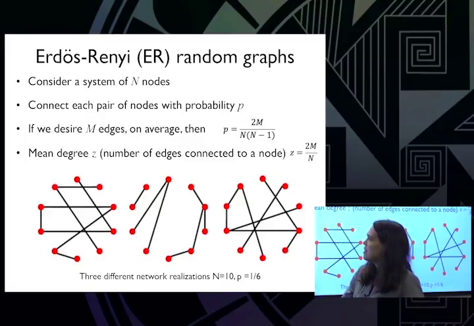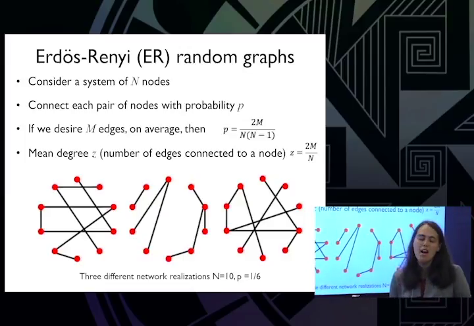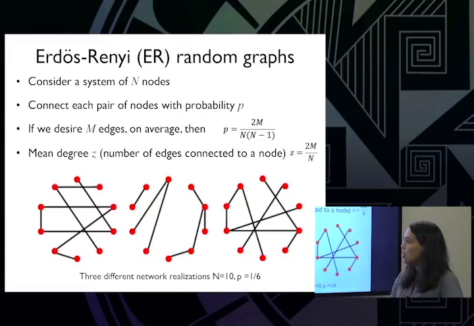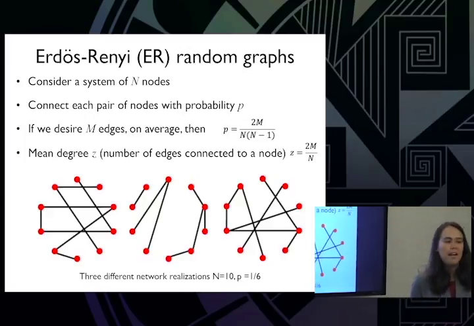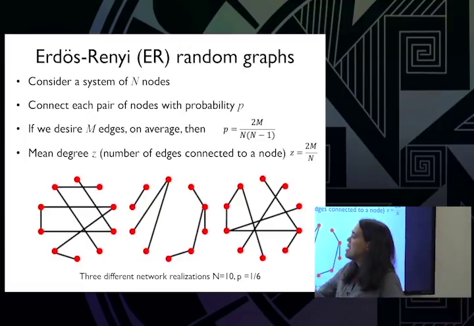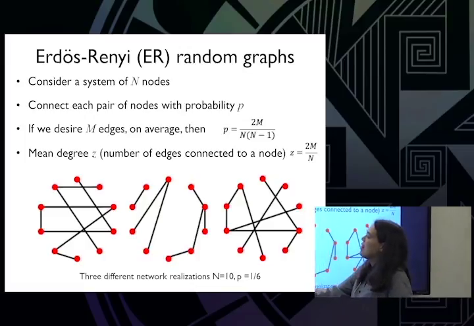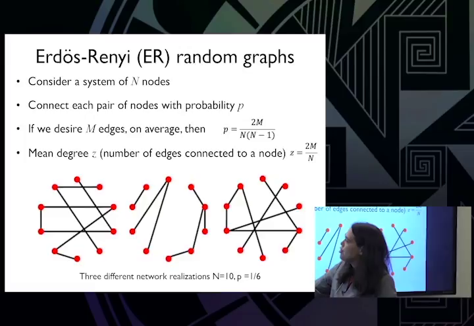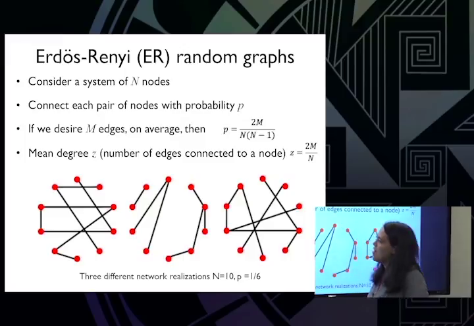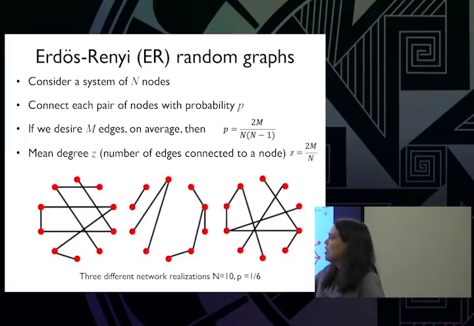But one of the classic ways is to consider the system of n nodes, and I can connect each pair of nodes with a small probability. If I desire m edges total, where m and n are taken from my data, then I set p to be 2m over n times (n minus 1). Since n times (n minus 1) over 2 is the number of pairs of nodes in the system, and m is the number of edges, the fraction of pairs of nodes that are connected by edges is this probability.